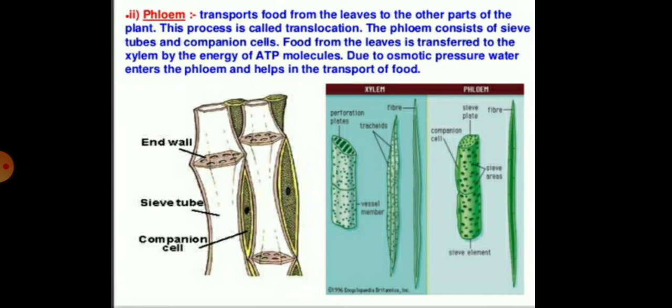So children, the food from the leaves is transferred to the phloem by the energy of ATP molecules. It is energy mediated, by the help of adenosine triphosphate. Due to the osmotic pressure, water enters the phloem and helps in the transport of the food. So children, you can see in this picture the companion cells, sieve tubes and their end walls.